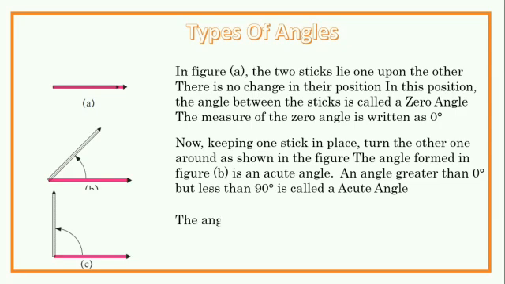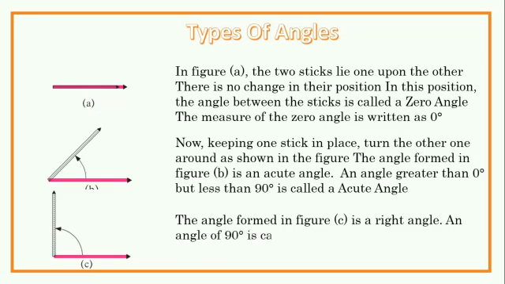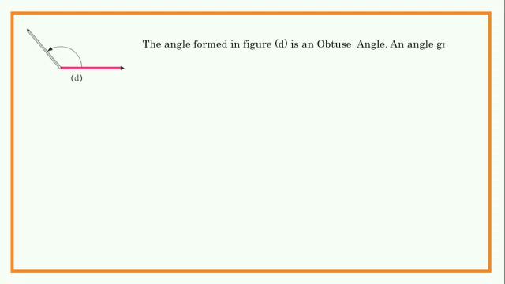The angle formed in figure C is a right angle. An angle of 90 degree is called a right angle. The angle formed in figure D is an obtuse angle. An angle greater than 90 degree but less than 180 degree is called an obtuse angle.